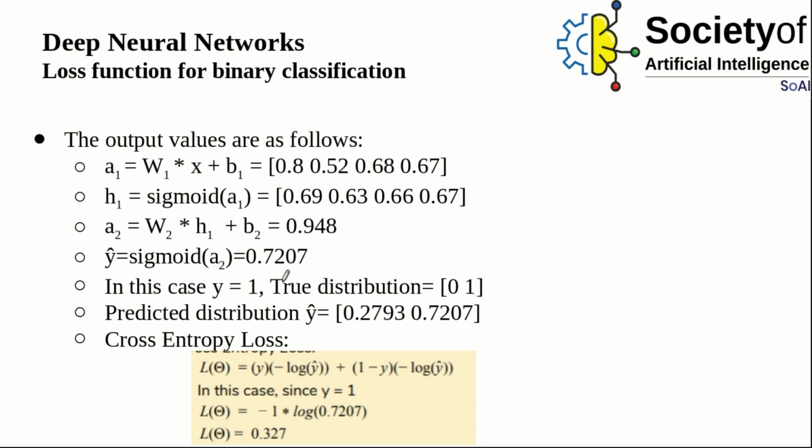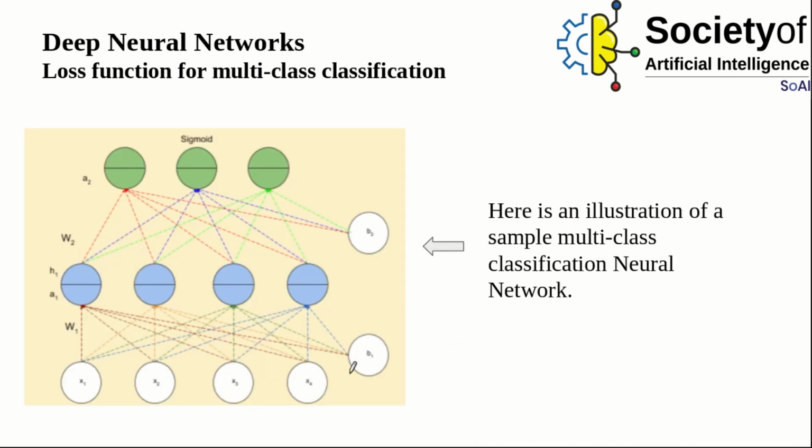In this case, y equal to 1, the true distribution is 0 and 1. Thus the predicted distribution for y cap turns out to be 0.2793 and 0.7207. The cross entropy loss is defined as L of theta equal to y times minus log of y cap plus (1 minus y) times minus log of (1 minus y cap). In this case, since y is equal to 1, L of theta turns out to be 0.327.